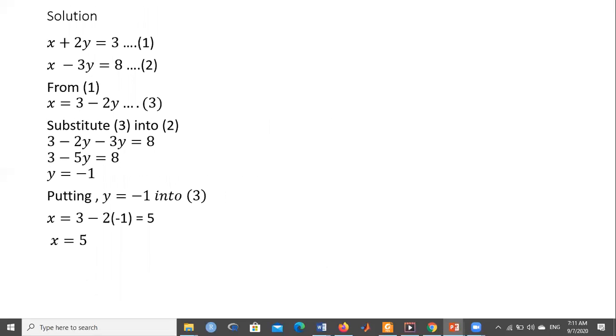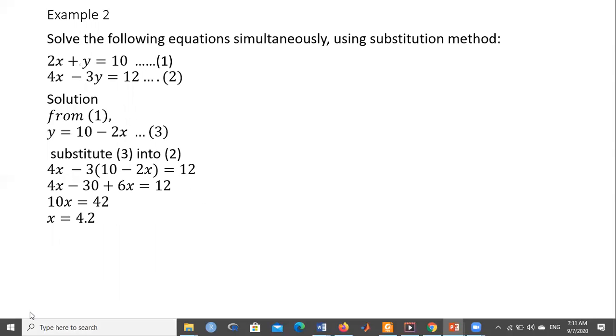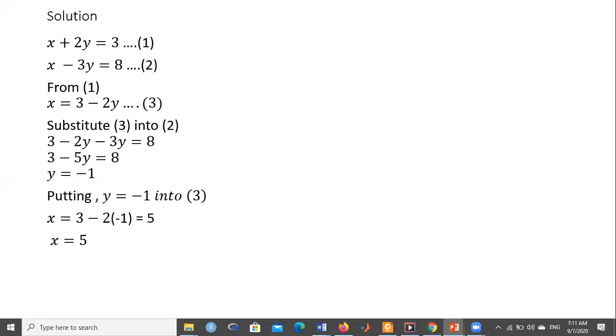We solved the same equations using elimination, so we are now using substitution and seeing. We can take either equation 1 or equation 2. So taking equation 1, we can make x the subject because x is very simple to make the subject as compared to y. So we send 2y to the right hand side to get x equal to 3 minus 2y. And this one we name equation 3.